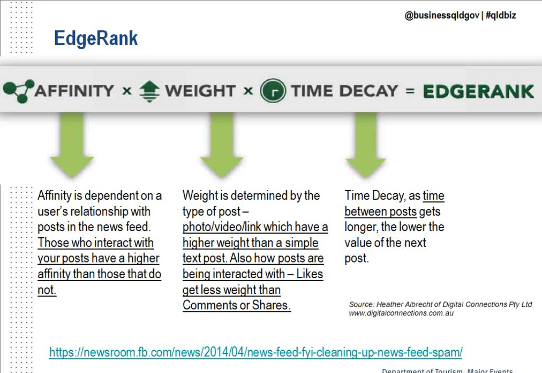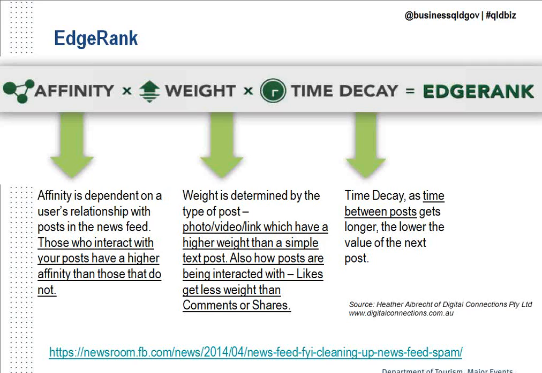Now, weight is determined by the type of post. A photo or video link will have a higher weight than a simple text post. I do know that some text posts can have a higher reach because Facebook likes text posts, because they're smaller and they can fit more of them along the page. But if you do a lot of text posts, by that I just mean a status update that's only text, people tend not to engage with them as much. But if you put a photo up and ask people if they like it, they're more inclined to engage with it. If people are interacting with your page by liking, commenting on or sharing it, it's more valuable than a post that has no interaction happening at all.